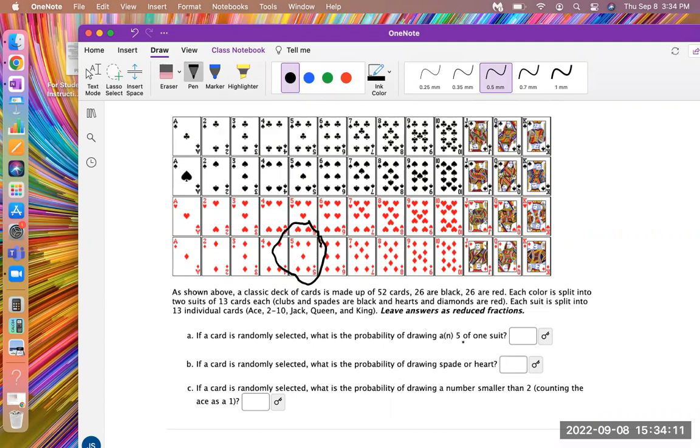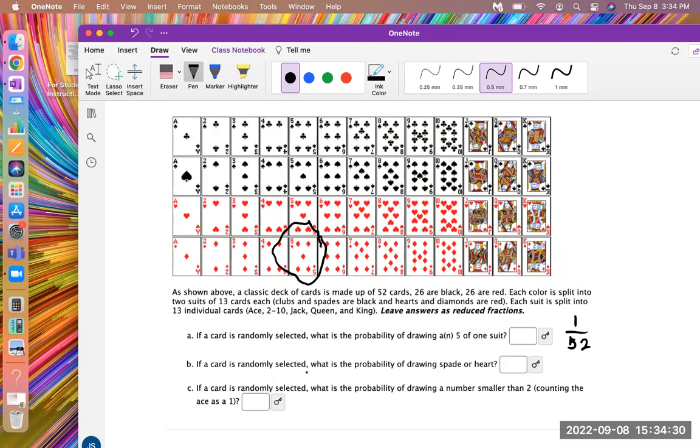They could have said 5 of diamonds, or in a different problem, maybe your problem says 5 of hearts, but it's the same. That's one particular card out of the total amount of cards that we can choose from, which are all equally likely. So the probability for part A is 1 out of 52.